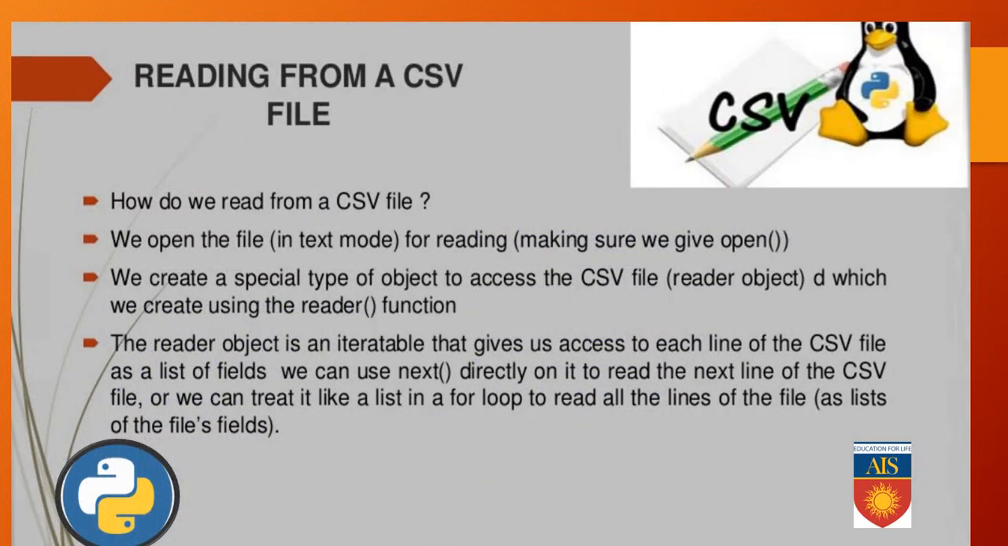Reading from a CSV file. How do we read from a CSV file? We open the file in text mode for reading, making sure we give the open command. We create a special type of object to access the CSV file, which we create using the reader function. The reader object is an iterable that gives us access to each line of the CSV file as a list of fields. We can use next directly on it to read the next line of the CSV file, or we can treat it like a list in a for loop to read all the lines of the file.